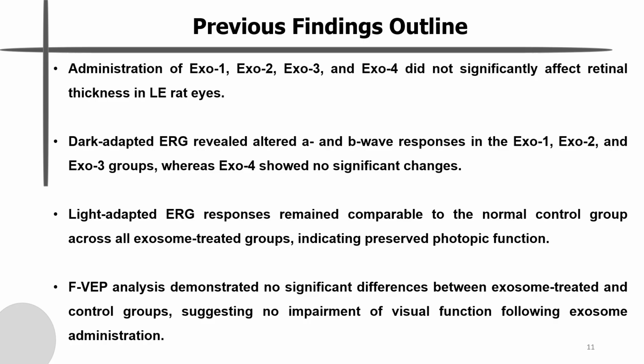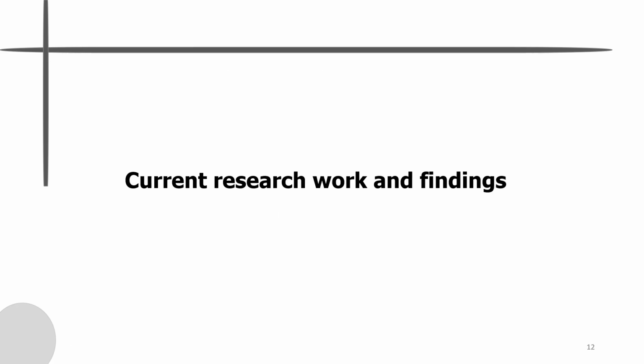This is the summary of the previous findings. The administration of 4 types of exosome did not significantly affect retinal thickness in LE rat eyes. In the light adapted condition, the 4 types of exosome had no significant changes compared to the control, but in the dark adapted condition, the EXO1, EXO2, and EXO3 group responses were reduced, while EXO4 shows no significant changes. And the FBEP analysis shows no significant differences between the 4. Now I will move to the recent research work and findings.